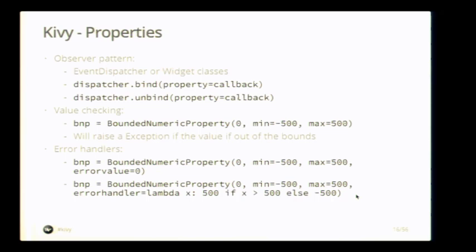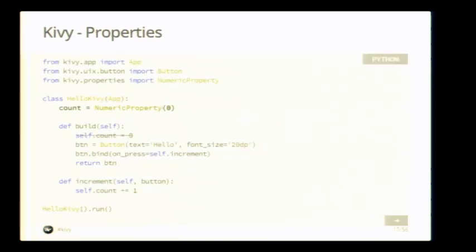That's it. So how can you use it? Very simple. You import a NumericProperty here from the properties module. You need to declare the property in the class, not in the constructor of the class, not in another function. It needs to be at the class level. The NumericProperty class, like all the other property classes, is implementing the Python descriptor.